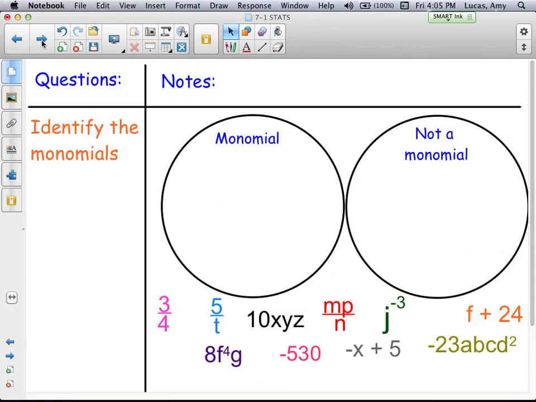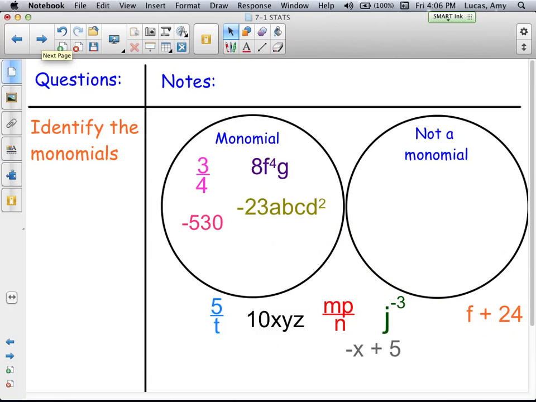Okay, so identify the monomials. So we said it was a product of, like multiplied together, a product of a constant and one or more variables. So I'm going to say this is just a constant, so that's a monomial. This is a constant, so it's a monomial, one term. This one is a monomial because it's a product of a number and two different letters. This one is a monomial, product of a constant and 4 different letters. And this one, product of a constant and 3 different letters.